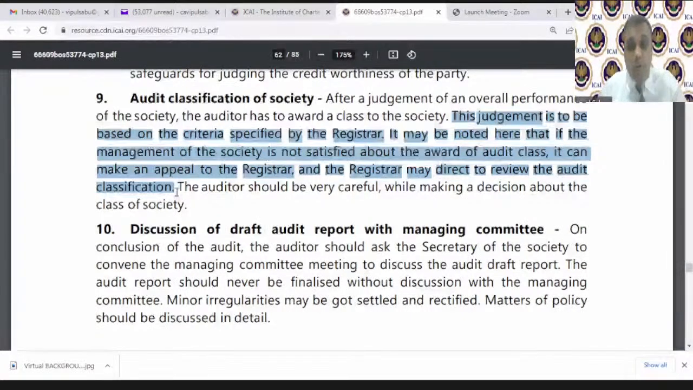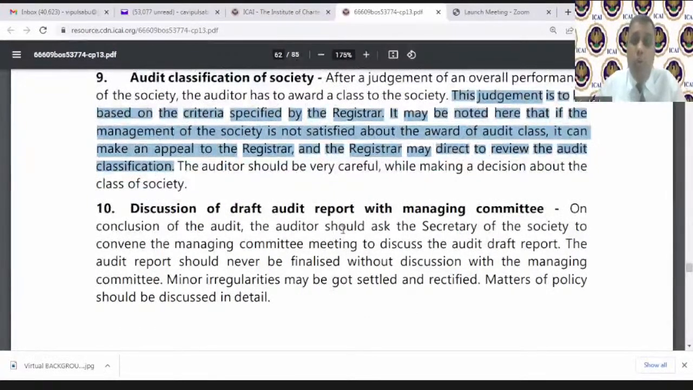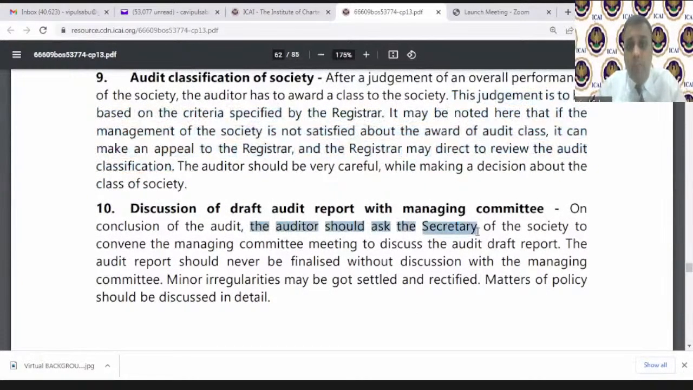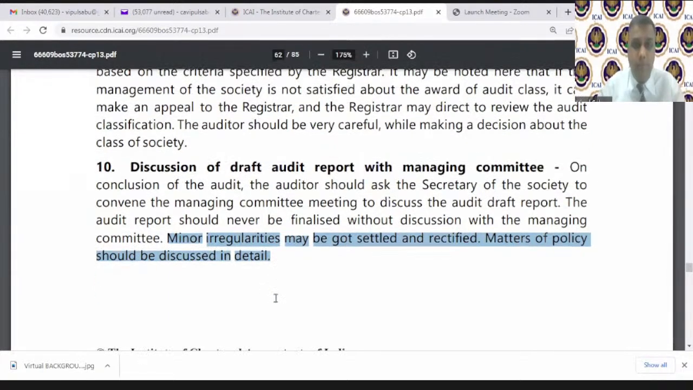Discussion of draft audit report with managing committee. After audit, the auditor should ask the secretary of the society to convene the managing committee meeting to discuss his report, whatever were his findings, communicating the matters to those charged with governance. Minor irregularities may get settled and rectified. Matters of policy should be discussed in detail. So quite normal points.